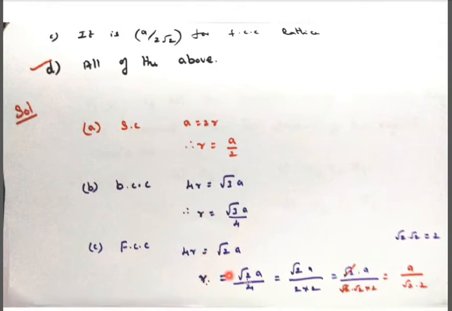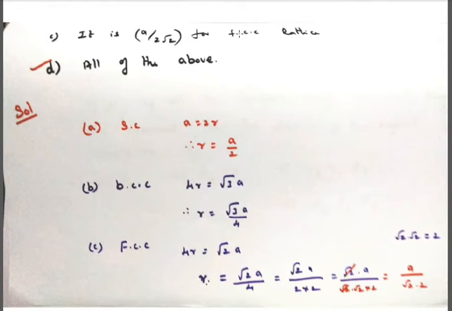Therefore, r is equal to root 2a by 4. So 4 we can write as 2 into 2. So each 2 is nothing but root 2 into root 2, and root 2 into root 2 is equal to 2. So substitute root 2 into root 2 instead of this 2, and into 2. This root 2 and this root 2 cancel, so we get a divided by root 2 into 2.